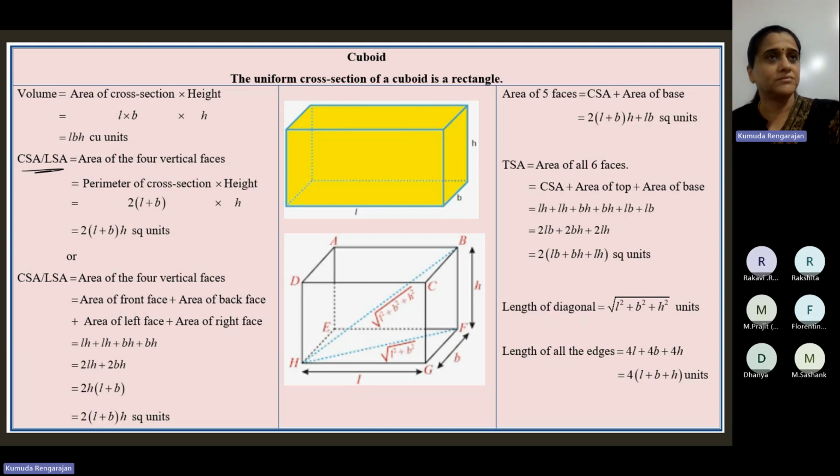Lateral surface area. Both are the same. So, the area of the 4 walls. CSA or LSA is understood as the perimeter of the uniform cross section into height. Perimeter into height. So what's the perimeter of a rectangle?